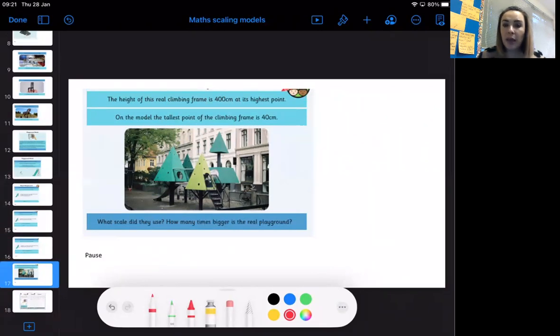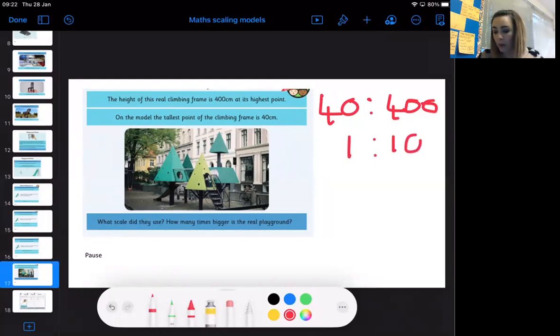Because we're thinking about the relationship between these numbers, we need to think about the relationship between the scale. So it's 40 to 400. What do I know about the relationship between those numbers? I might think about what times tables they are in. What times table do they both appear in? Or I might know from just looking at them. So I know from just looking at these numbers that 400 is 10 times bigger than 40. So the ratio is 1 to 10.